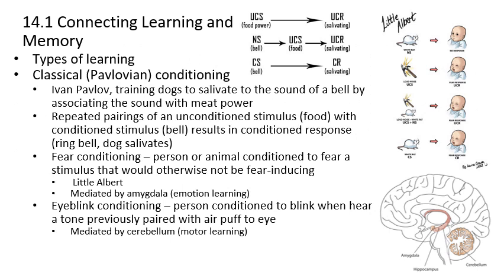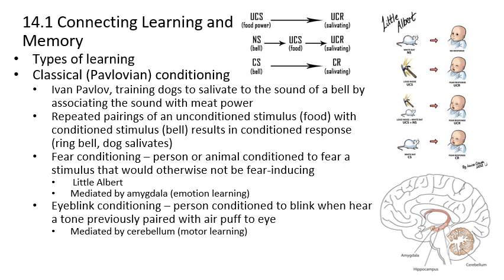Alright, so types of learning. I'll go over this kind of quickly. I imagine you learned this in Psych 100. It's just kind of a refresh. So there's classical conditioning, which is also known as Pavlovian conditioning. This was made famous by Ivan Pavlov, who trained dogs to salivate to the sound of the bell by accompanying that bell with meat powder, so that eventually, even in the absence of meat powder, dogs would salivate when they heard a bell.